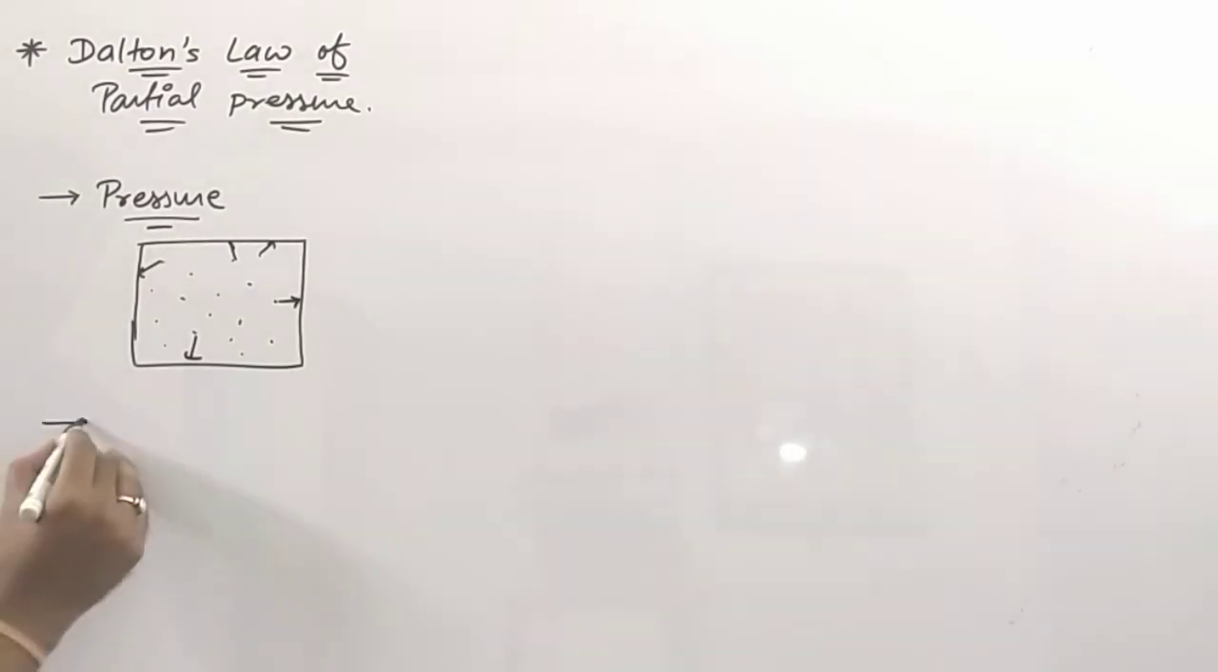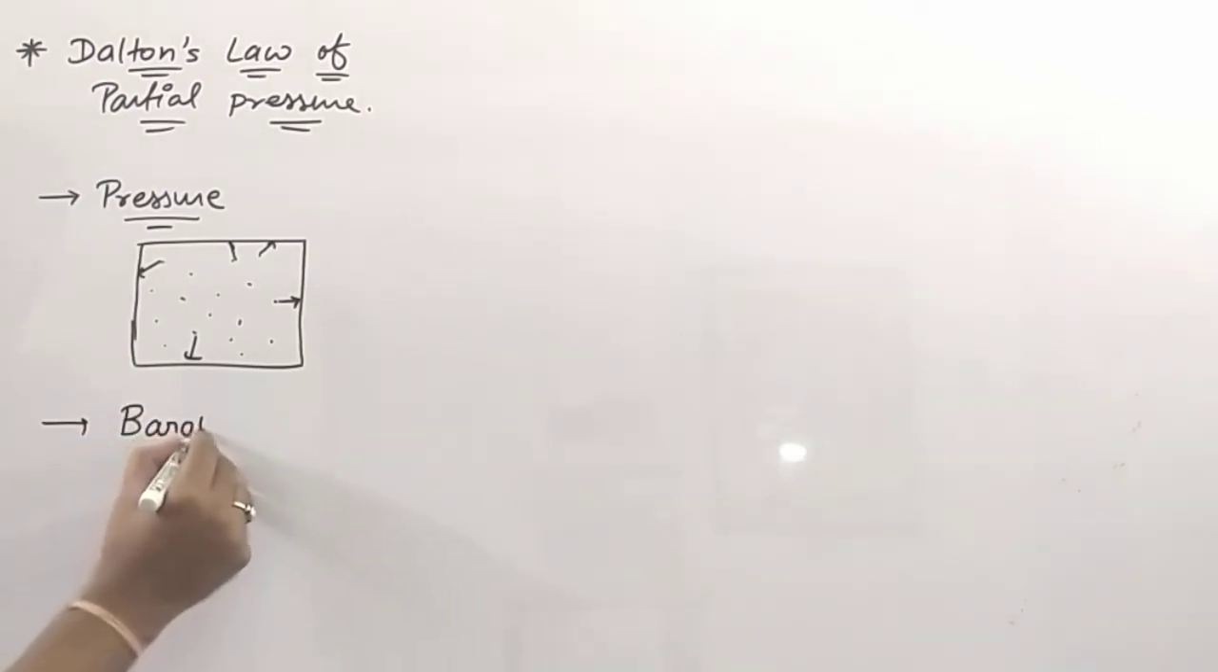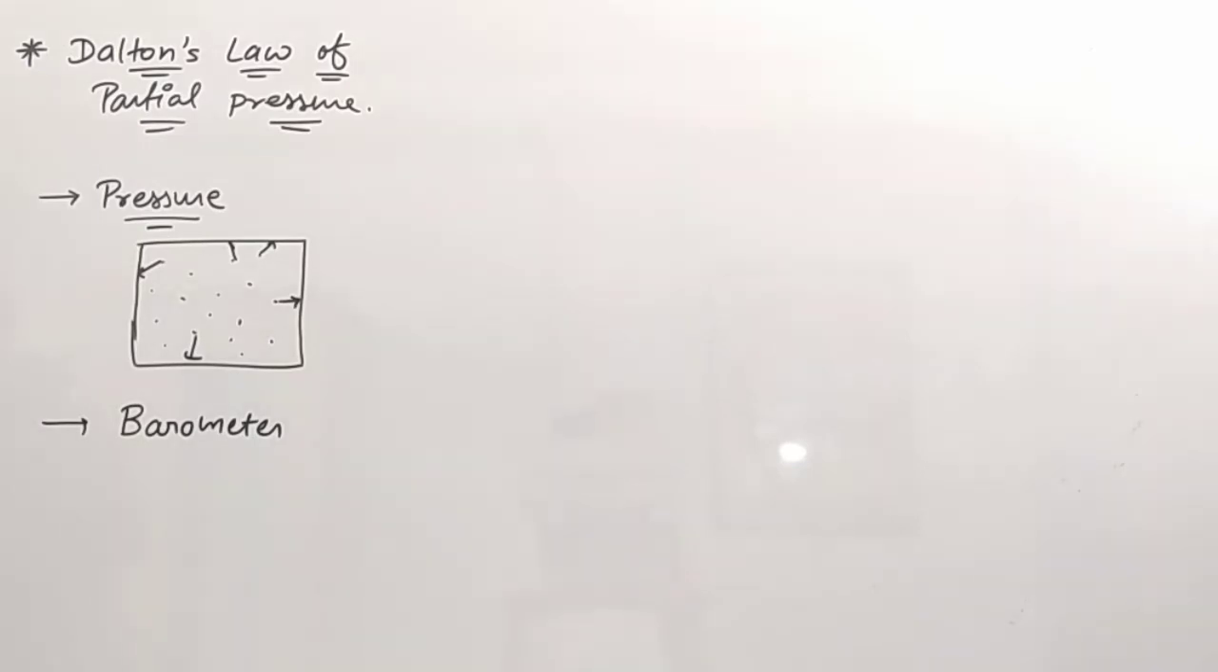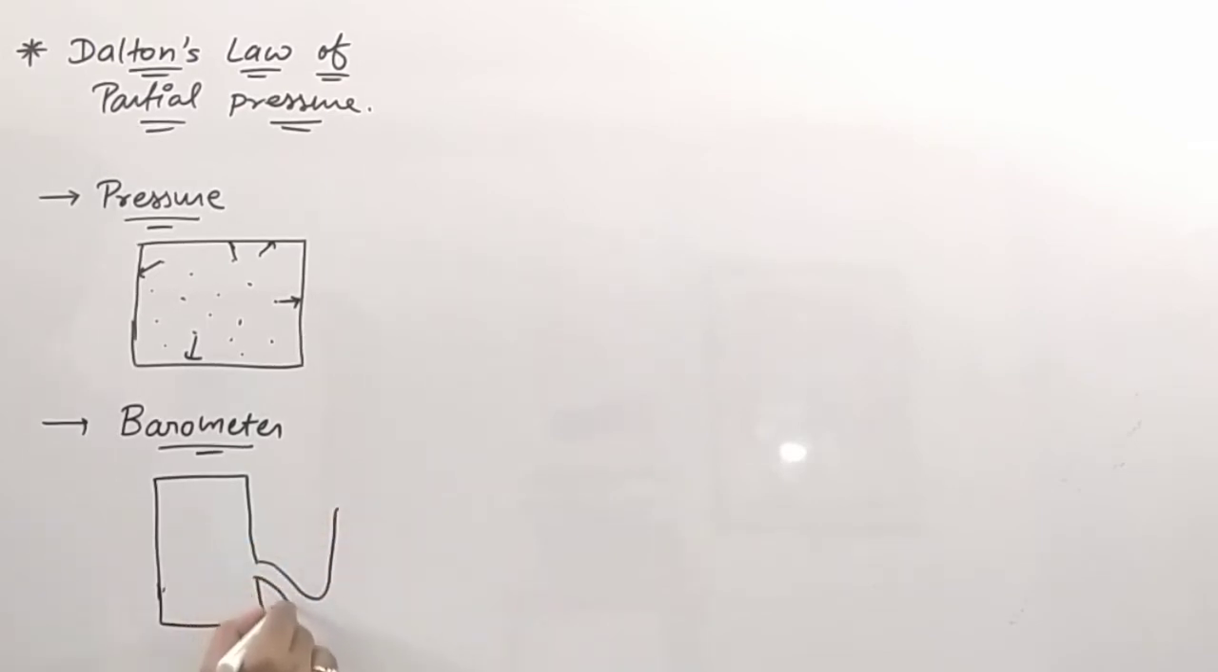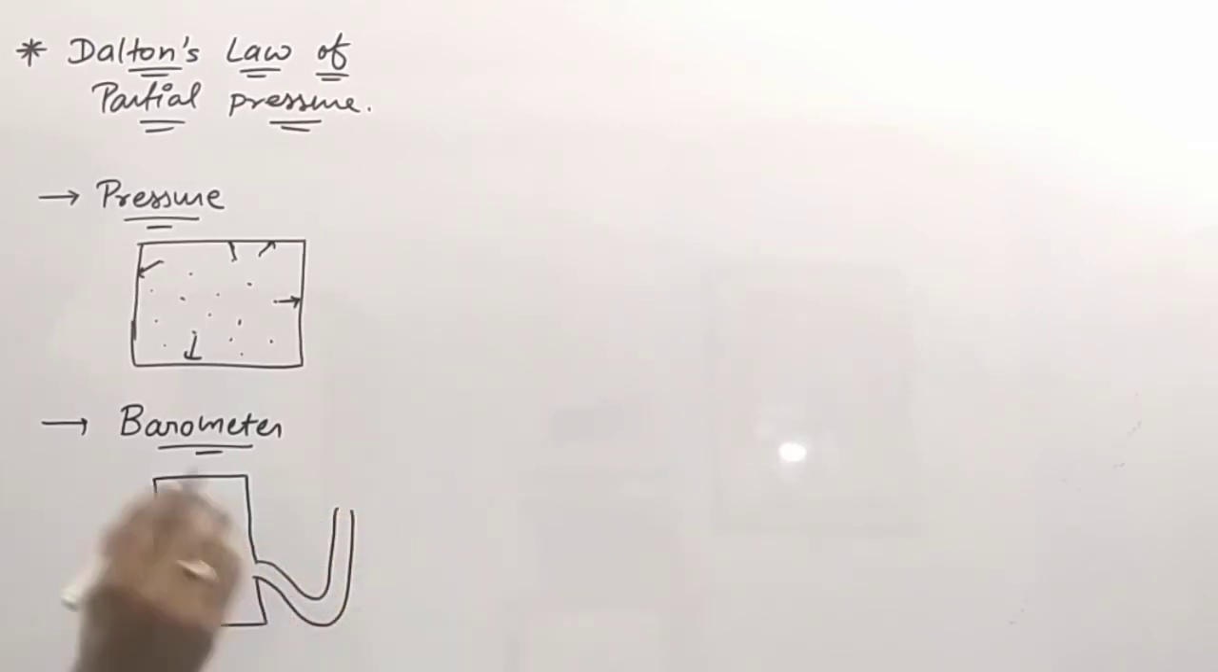Now suppose you want to measure the pressure of any gas. How can you measure it? For that you require one instrument called a barometer. By using this instrument, you can measure the pressure of any gas. So I will show you the arrangement of a barometer. How does the barometer look? It looks like this. Here there will be one particular pipe, and here markings are given. This is the arrangement of a barometer, my dear student.